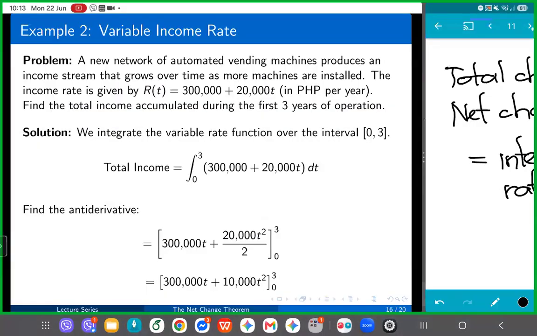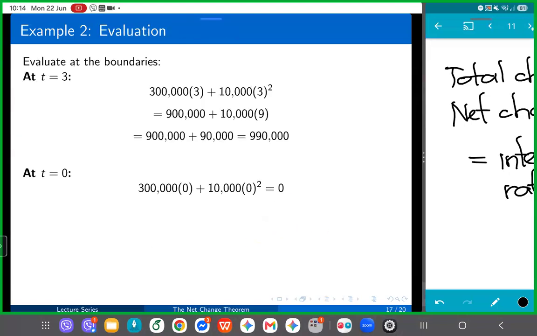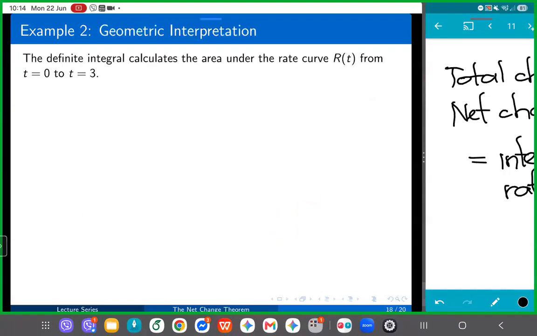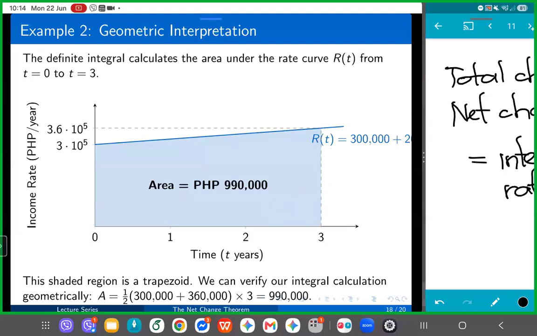Any question before we end? Those are the calculations again. Total accumulated income over the first 3 years. Again, hindi ito yung actual na kinita niya. Ito yung nadagdag sa kinita niya, sa sinuweldo niya, 990,000. Okay, again, the geometric interpretation is provided.